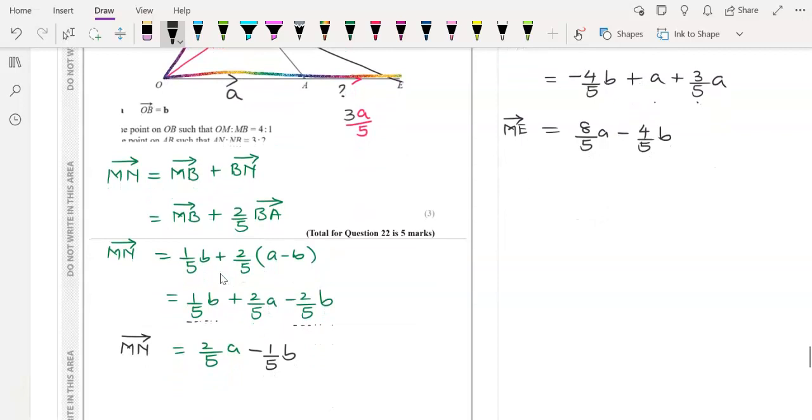Now we have to show that these two are a multiple of each other. So you have 2/5 minus 1 upon 5. So we can factor out 4 from the numerator.